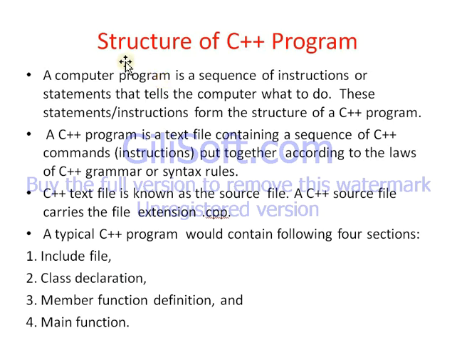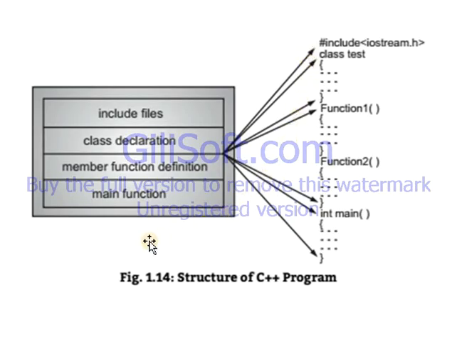Next we saw the basic structure of a C++ program. Here we discussed the basic structure of any C++ program. Any C++ program can contain these four parts. First part is include files. Second, class declaration. Third, member function definition. And last is defining the main function. These are the four basic components while writing any C++ program.